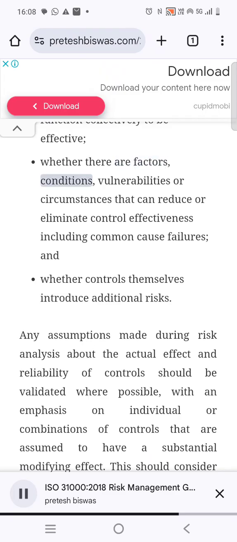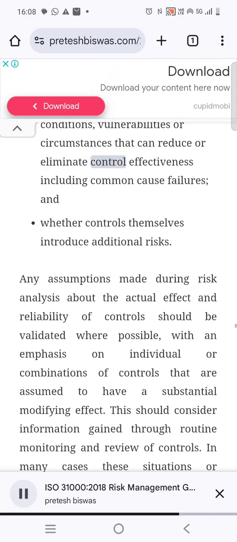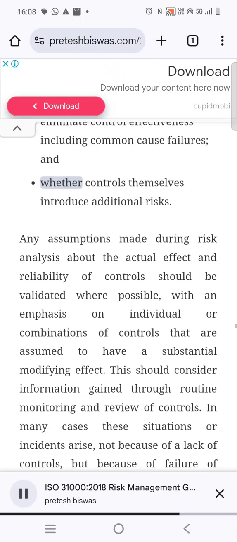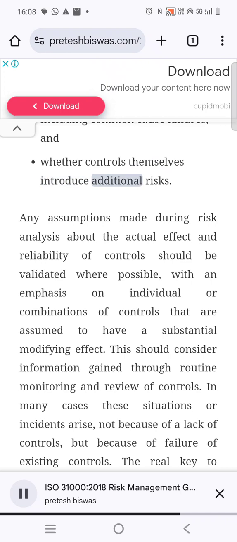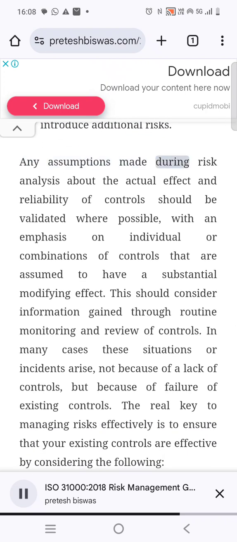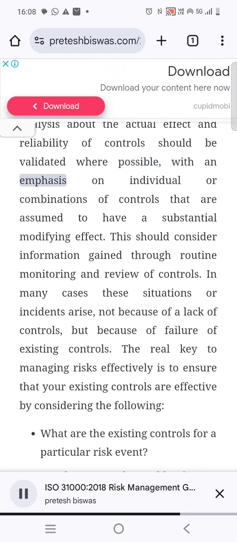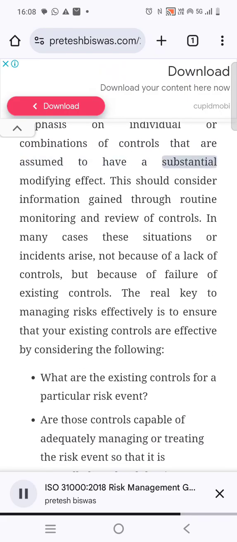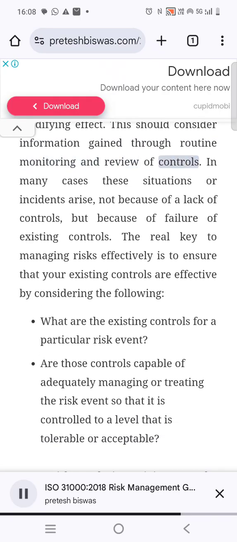Whether there are factors, conditions, vulnerabilities, or circumstances that can reduce or eliminate control effectiveness, including common cause failures, and whether controls themselves introduce additional risks. Any assumptions made during risk analysis about the actual effect and reliability of controls should be validated where possible, with an emphasis on individual or combinations of controls that are assumed to have a substantial modifying effect. This should consider information gained through routine monitoring and review of controls.